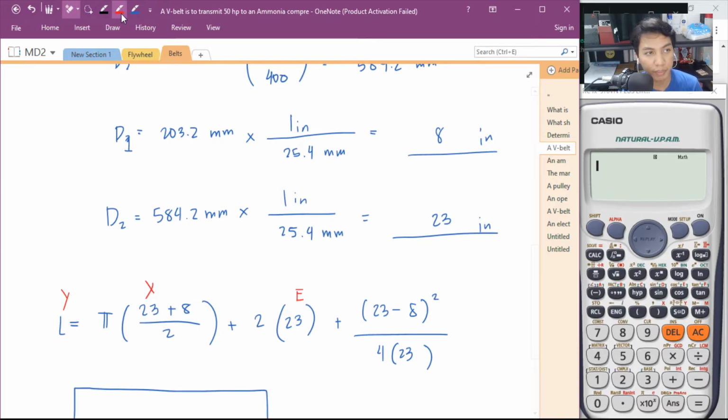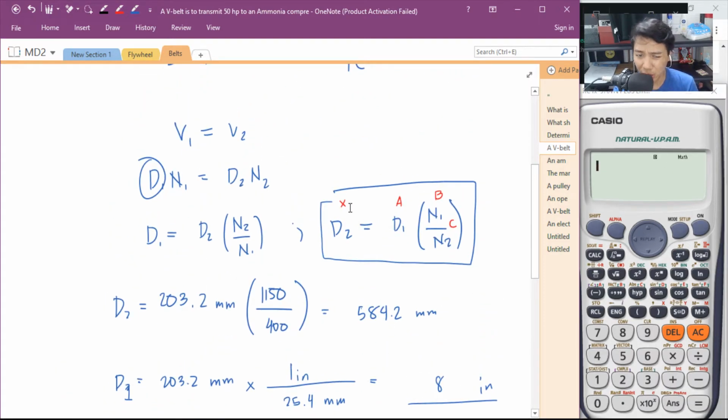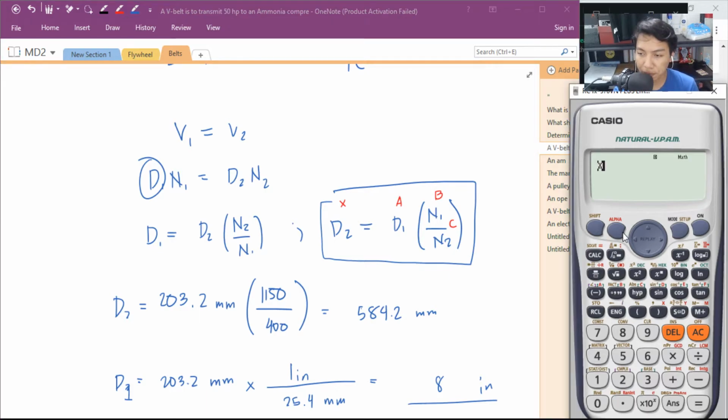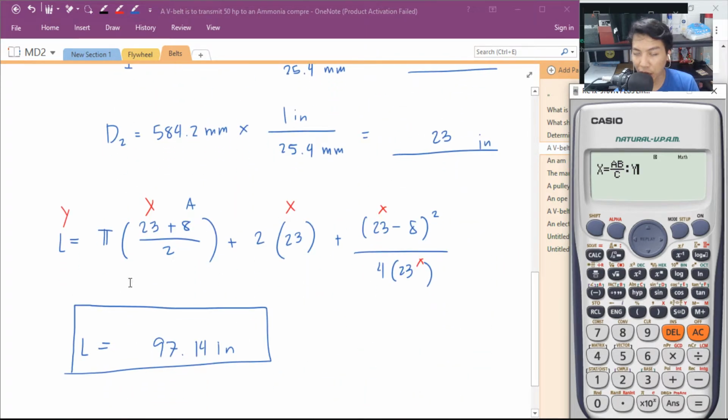This is A. Itong value nito is X. And then X. Ayun. Doon ako nagkamali. Ulitin natin ha. Solve ko pala si X. Alpha X, alpha equal to, kanina pa kasi ako nagtuturo, medyo may fatigue na. Alpha A multiplied to alpha B over alpha C. Tapos colon. Alpha Y, which is representing yung L.